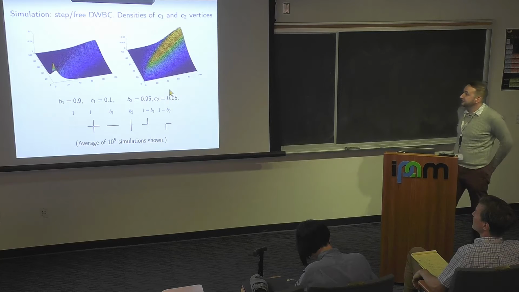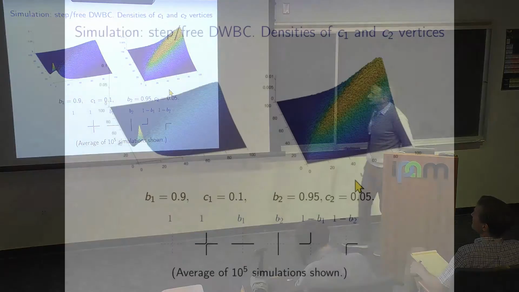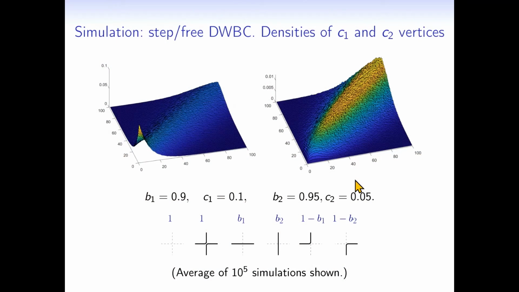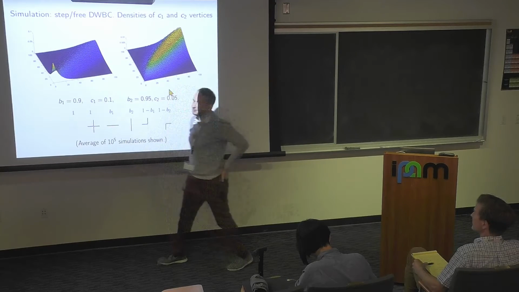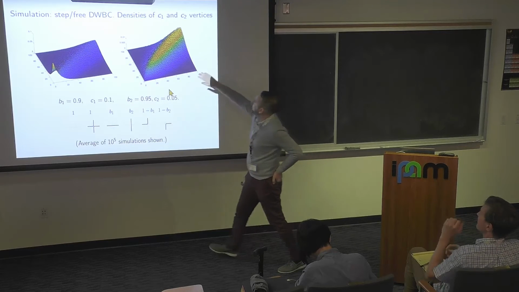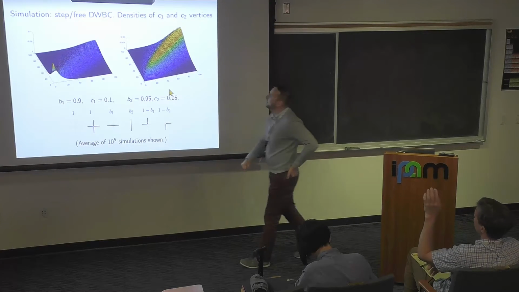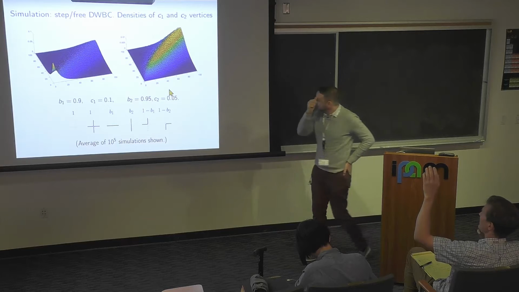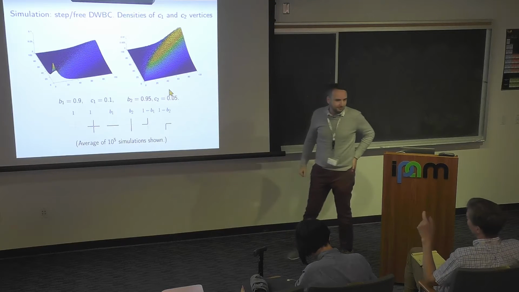Now it's interesting to see what the density of these rare vertices looks like. So here, for the same boundary conditions, are two more pictures. These are densities of C1 vertices and C2 vertices, and the colors correspond to where the values are higher. And so, yeah, these are simulations.